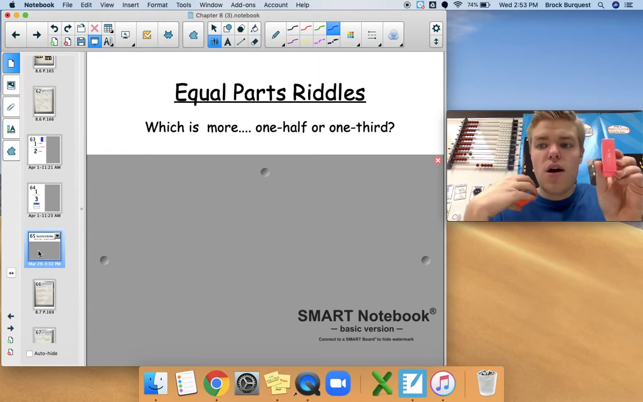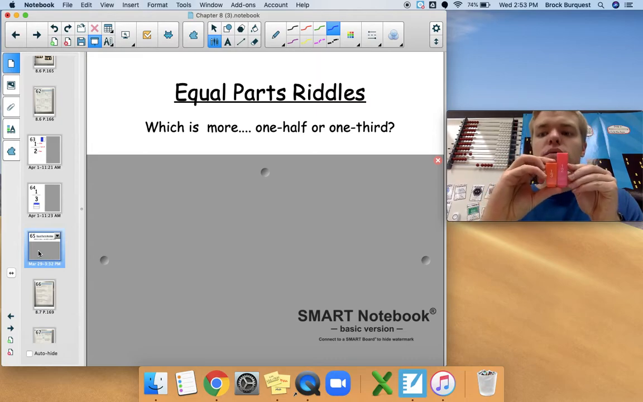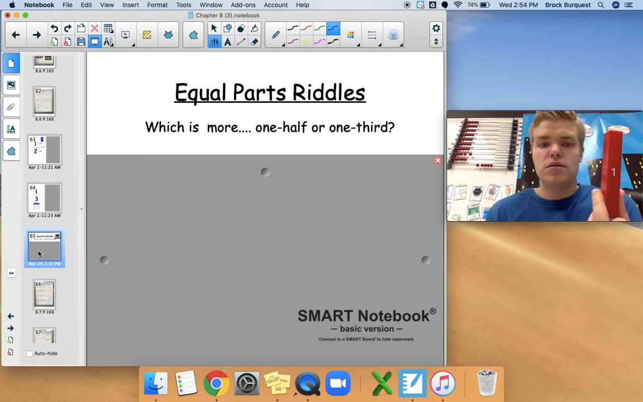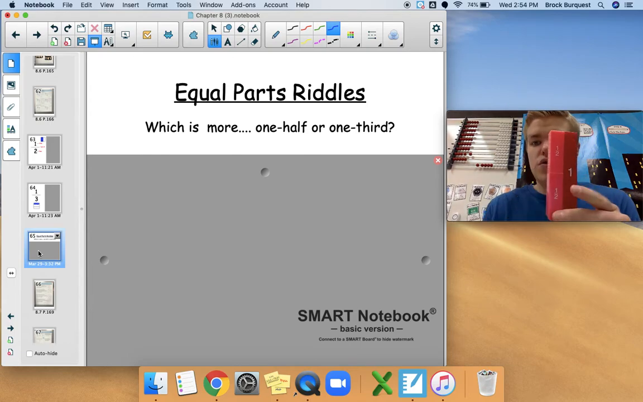If you said 1/2, you would be right. I'm gonna put them right next to each other. Do you see that? 1/2 is actually bigger. Can I show you? So here's our 1 block. 1/2. When you have 2 1/2s, so I have 1, 2, that gives me a whole.